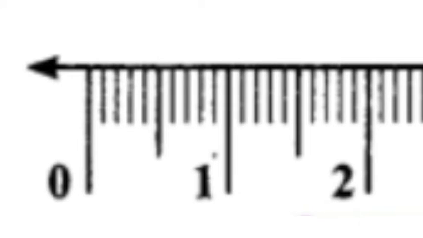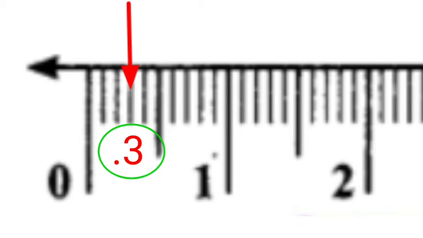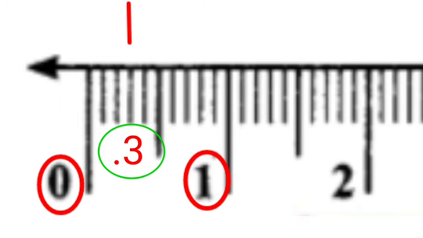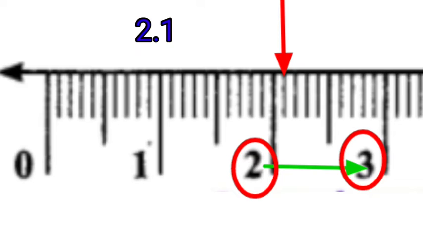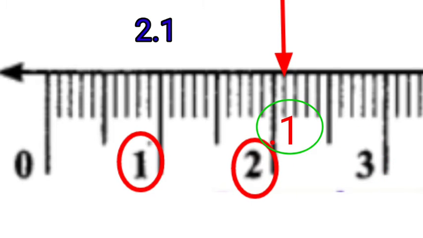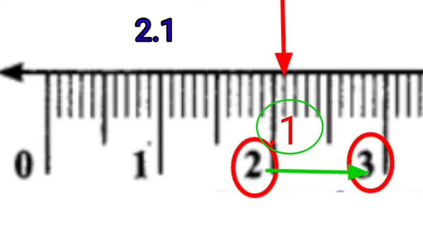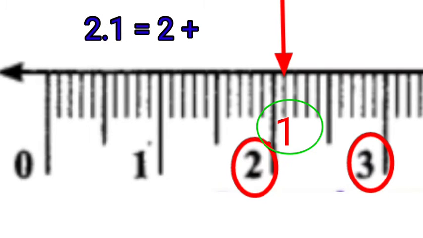Subdivision 2. We know that 0.3 is more than 0 but less than 1. There are 3 tenths in it. Divide the unit length between 0 and 1 on the number line into 10 equal parts and take 3 parts, which represents 0.3. Subdivision 3. We know that 2.1 is more than 2 and less than 3. There are 2 ones and 1 tenth in it. Divide the unit length between 2 and 3 into 10 equal parts and take 1 part, which represents 2.1 is equal to 2 plus 0.1.